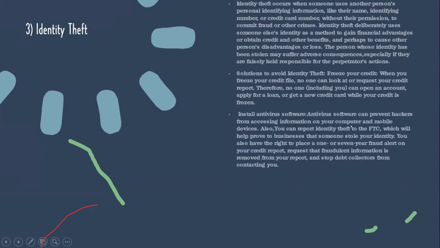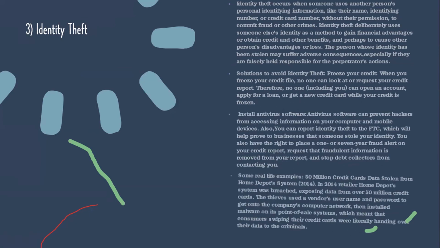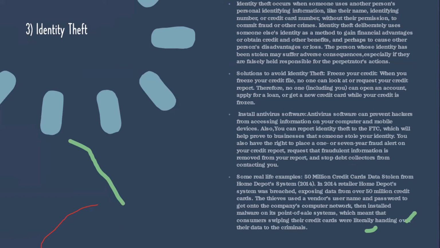Solutions to avoid identity theft: freeze your credit. When you freeze your credit file, no one can look at or request your credit report. Therefore, no one, including you, can open an account, apply for a loan, or get a new credit card while your credit is frozen. Install antivirus software. Antivirus software can prevent hackers from accessing information on your computer and mobile devices.